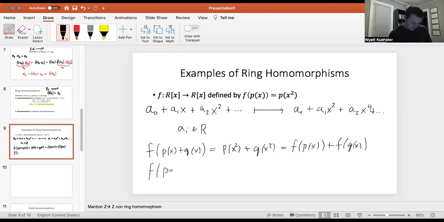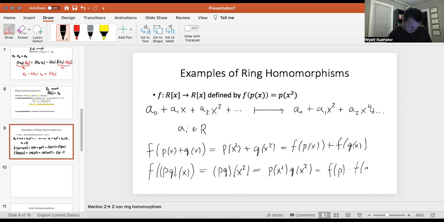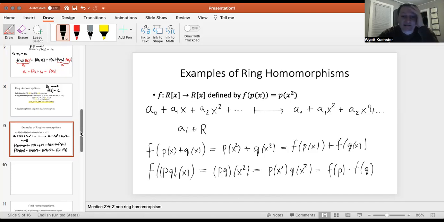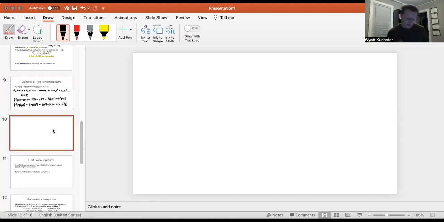And if I multiply p and q, now we'll actually show the steps. So this is pq of x squared, which by definition was p of x squared times q of x squared. And this is f of p times f of q. Okay, so it respects both the multiplication and the addition structure. These things can be a little bit tedious to check sometimes. And let's do one non-example just for fun.